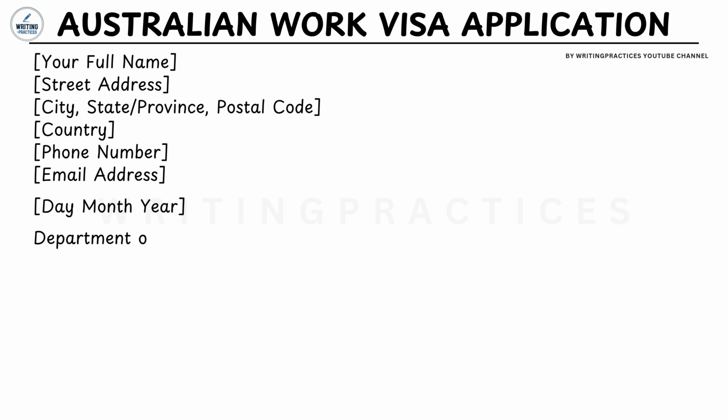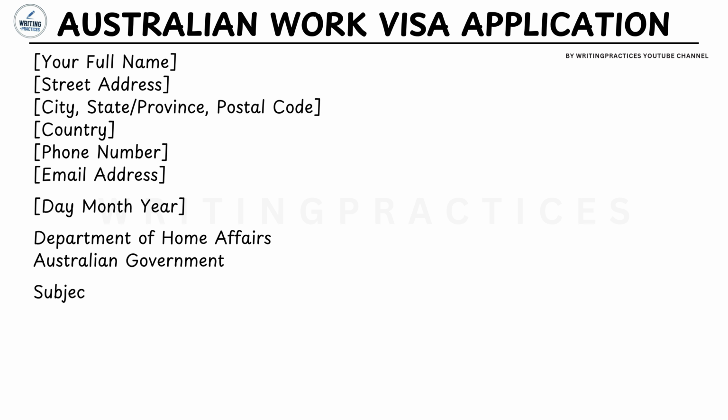Recipient information. This section identifies the immigration authority reviewing your application. Example, Department of Home Affairs, Australian Government. Including this ensures your letter is formally directed to the correct immigration department. It also gives your document a professional and official structure. Write this exactly as shown in official Australian immigration documents.